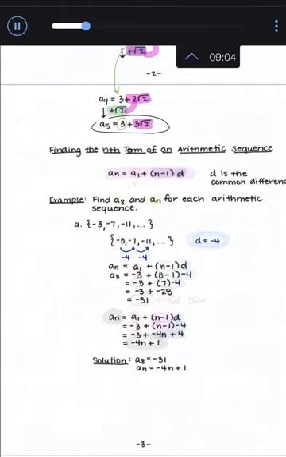A formula here that's very important. And again, you will not be given formulas on your test. You will need to know these.